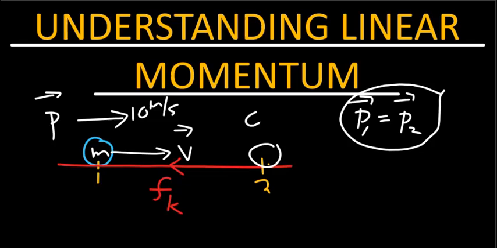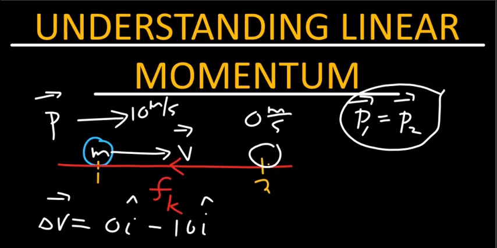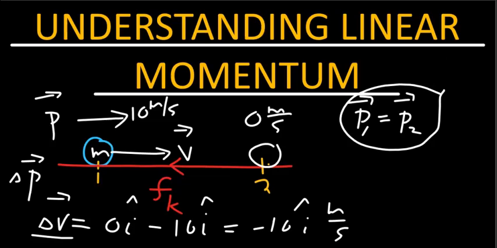So at that point 2, its velocity is 0 meter per second. So you can obviously see the change in velocity. Namely, it is 0 i hat minus 10 i hat meter per second, which is minus 10 i hat meter per second. Because there is a change in velocity, there must be also a change in linear momentum, and therefore, in this case, the linear momentum is not conserved. It is not conserved because of the presence of this external force in the form of friction. That is the essence of conservation of linear momentum.